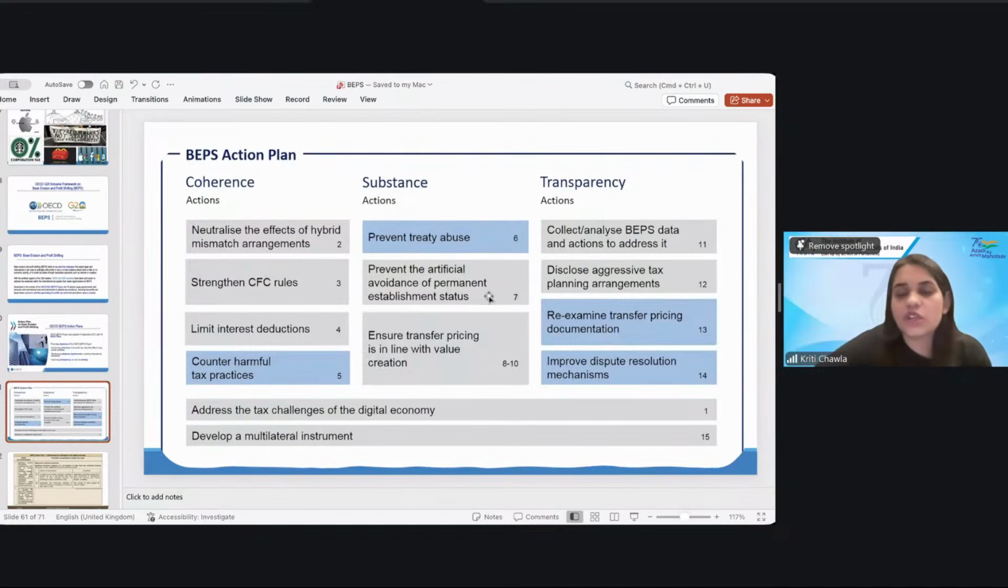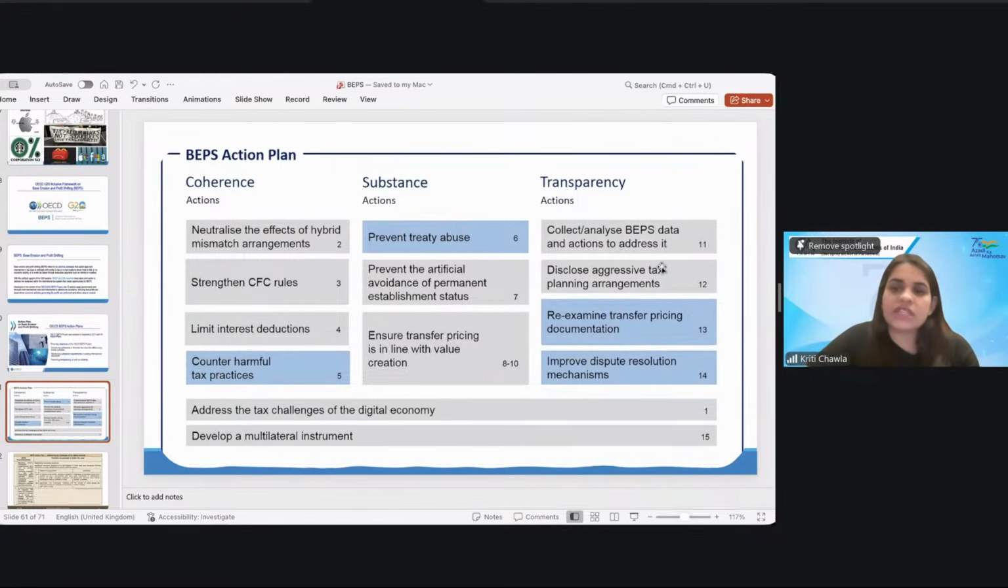Preventing the artificial avoidance of permanent establishment status was 7. Then ensuring transfer pricing outcomes in line with value creation. This is where they talk about DEMPE analysis. This is action plan 8 to 10. Then action plan 11 was collect and analyze BEPS data and take actions to address it.